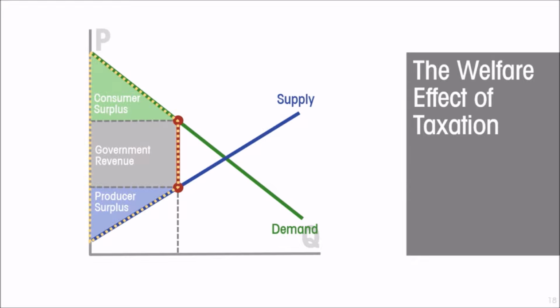Now, note that total welfare after the tax is levied is less than total welfare in the absence of the tax. And it is less by the amount of that area. That is called deadweight loss, the net loss of welfare that results from the imposition of the tax.